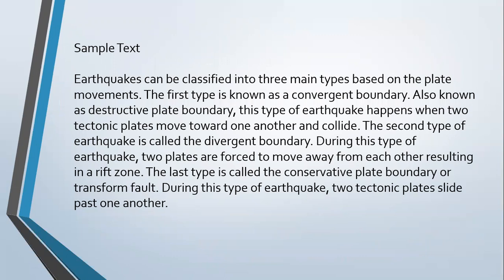The first type is known as a convergent boundary, also known as destructive plate boundary. This type of earthquake happens when two tectonic plates move toward one another and collide. The second type of earthquake is called the divergent boundary. During this type of earthquake, two plates are forced to move away from each other, resulting in a rift zone. The last type is called the conservative plate boundary or transform fault. During this type of earthquake, two tectonic plates slide past one another. So as you can see in the text, the different kinds of earthquakes are being described.